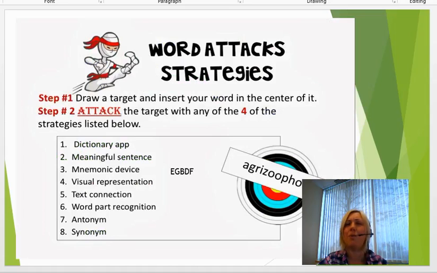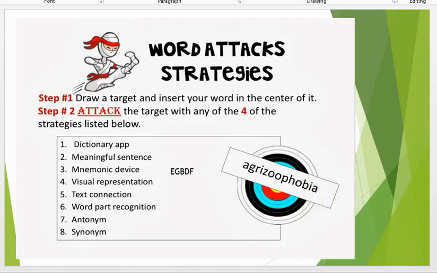All right, so what do I do when I come across a word that I don't know? Well, what you can do is you can use word attack strategies, but you have to know what they are. Step 1. Draw a target and insert your word in the center of it. Here's an example. Step 2. Attack. Attack the target with any of the 4 strategies listed below.